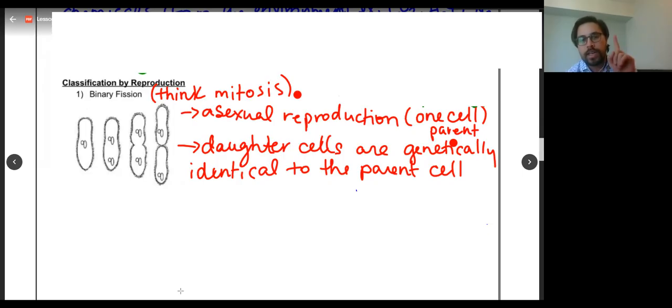There is one parent cell that forms two daughter cells that are genetically identical to that parent cell. So there's no mysteries here. It's just like mitosis, which you learned last year in grade 10. It makes a perfect copy of that cell. And then those two cells go off to make perfect copies of themselves later, and so on and so forth.